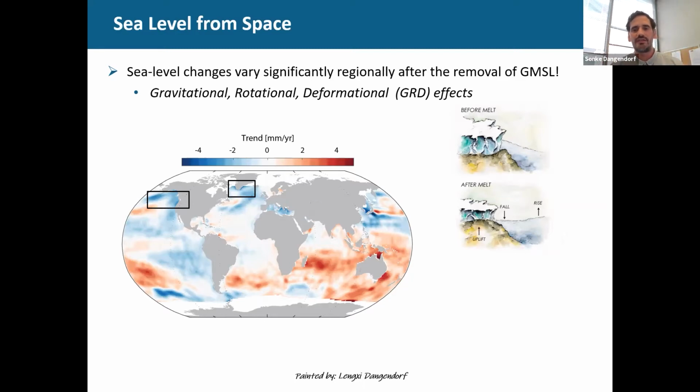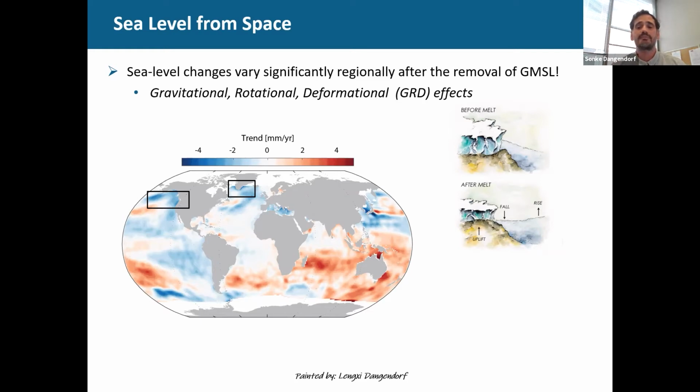An ice sheet in the current situation is, of course, a very heavy body of mass. It is such a heavy body of mass that it attracts gravitationally the ocean around it. So at the moment, we actually see high sea levels surrounding the ice sheets or glacier regions in the oceans. But when these ice sheets or glaciers lose mass, there are two additional processes that are initiated.